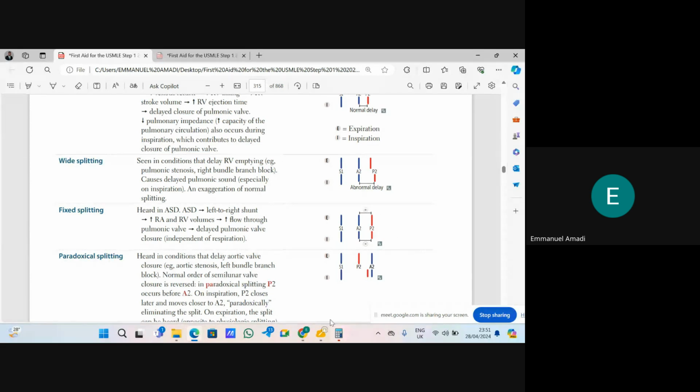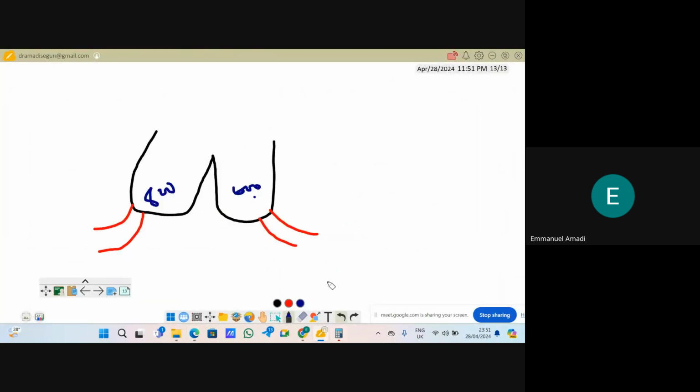Now, in wide splitting, naturally we understand that during inspiration, you're definitely going to get some form of physiologic splitting. That one we know. But now, when this splitting increases beyond normal, that is when we start getting worried. That is where the concept of the wide splitting comes in. That one is no longer physiology. It is now pathologic. Now, how do we know and how do we handle that?